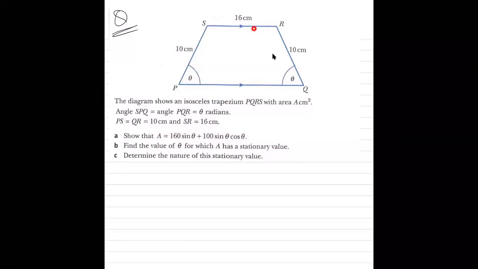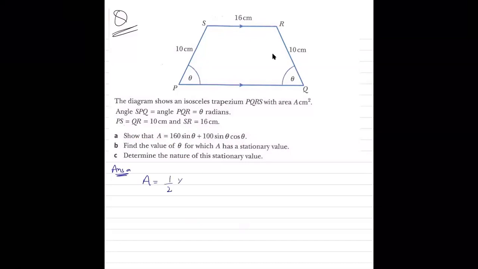SR is given to us as 16. We need to show that the area of the trapezium comes out to be 160 sine theta plus 100 sine theta cos theta. So to begin with this part, what you should do is apply the formula for the area of a trapezium. Do you remember what the area of a trapezium is equal to?